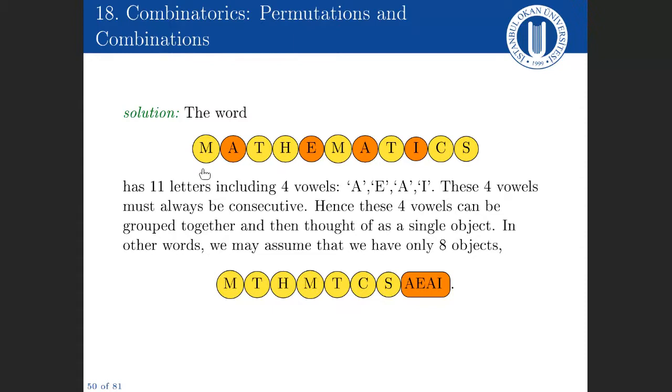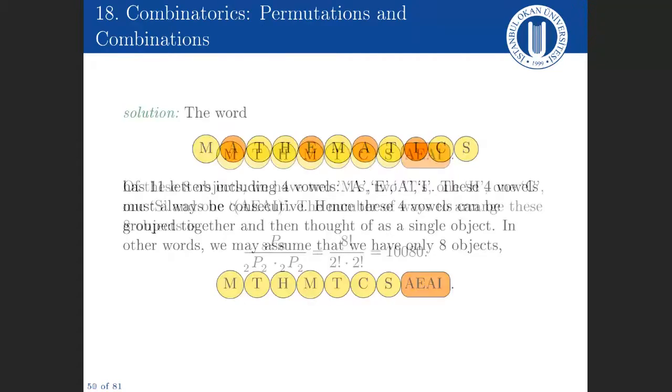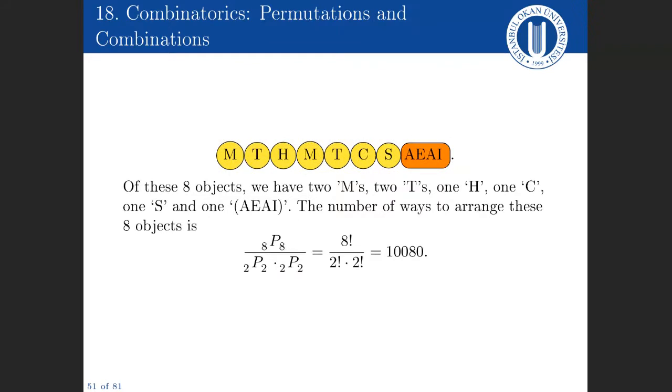What we're going to do is group these 4 vowels together and think of it as a single object. So in other words, instead of thinking we're doing a problem with 11 objects, we're going to think that we're doing a problem with only 8 objects. And our objects are M, T, H, M, T, C, S, and the vowels. First question is, how many different ways are there to arrange these 8 objects? Of these 8 objects, some of the letters are repeated. We've got 2 M's, 2 T's, 1 H, 1 C, 1 S, and 1 vowel group.